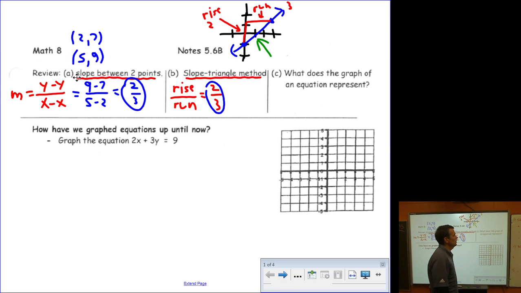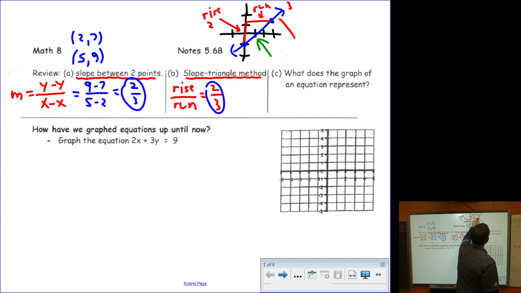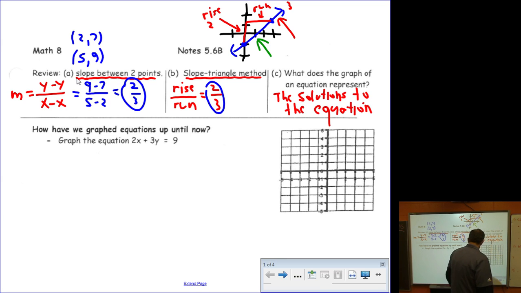Last thing is, what does the graph of an equation represent? Remember, what does this line represent? It is the solutions to the equation. Every ordered pair that's on a line is a solution to the equation for that line.